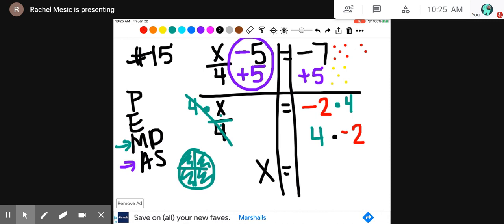But then it's easier to make sense of it. I have 4 groups. And each of those groups have 2 negatives. How many negatives do I have in all? 2, 4, 6, 8. So my answer is x equals negative 8.